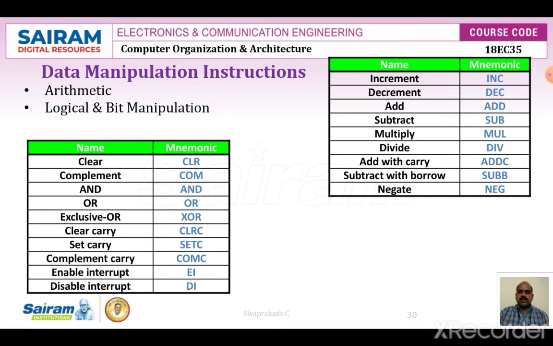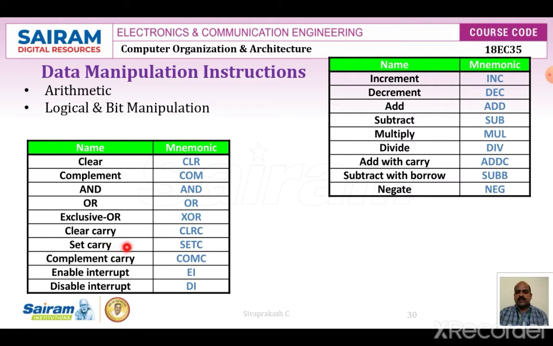Next one, logical and bit manipulation. For logical operations and bit manipulation operations used in assembly language, we have clear, which clears the content of the register, complement, which reverses the contents present in the particular register, and the logical operations AND, OR, and exclusive OR. Clear carry, the carry bit will be cleared.